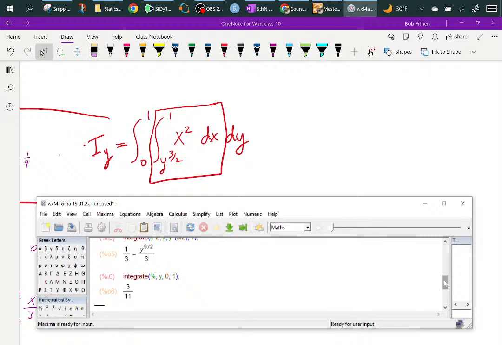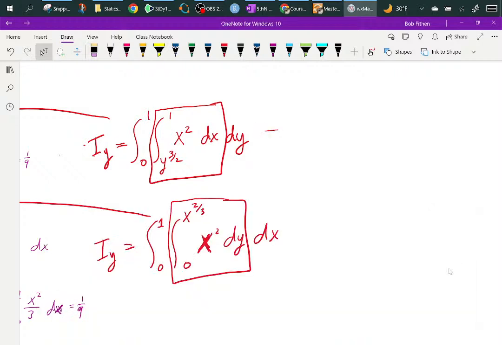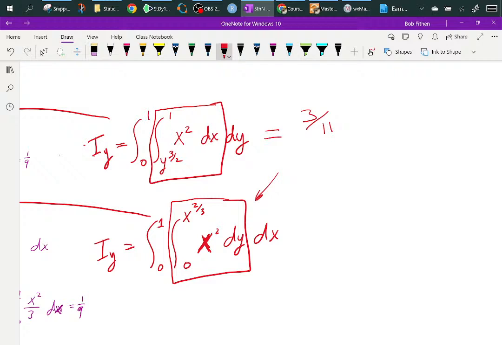Yep, that's the correct answer. Okay, so this showed to be 3/11. Now let's do the integral this way. Again, I'll do this one first and then take the answer and do this integral around it.